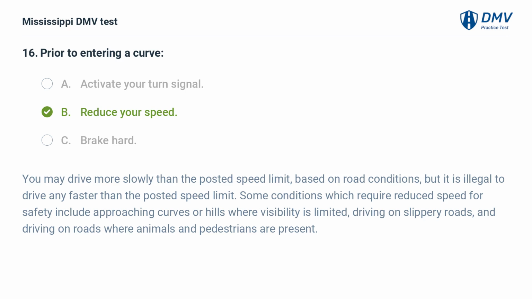B. Reduce your speed. You may drive more slowly than the posted speed limit, based on road conditions, but it is illegal to drive any faster than the posted speed limit. Some conditions which require reduced speed for safety include approaching curves or hills where visibility is limited, driving on slippery roads, and driving on roads where animals and pedestrians are present.